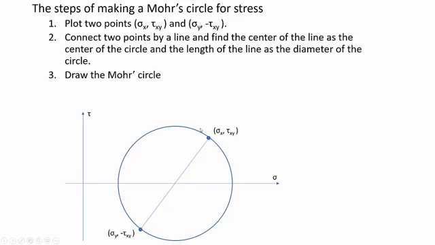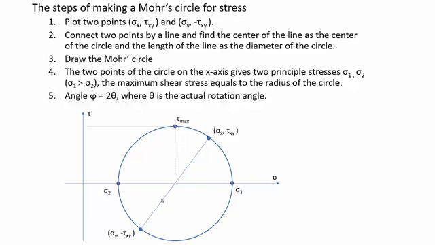This Mohr circle is very important because all the possible orientations are described on the circle, and for a given orientation, it gives us the normal stress and shear stress. Once you have the Mohr circle, there are three interesting points.